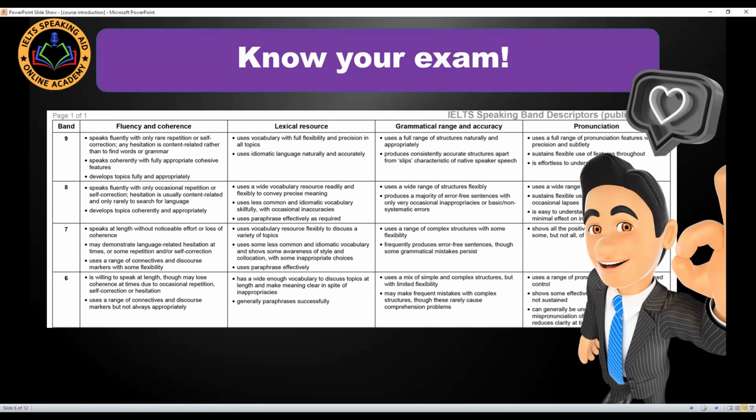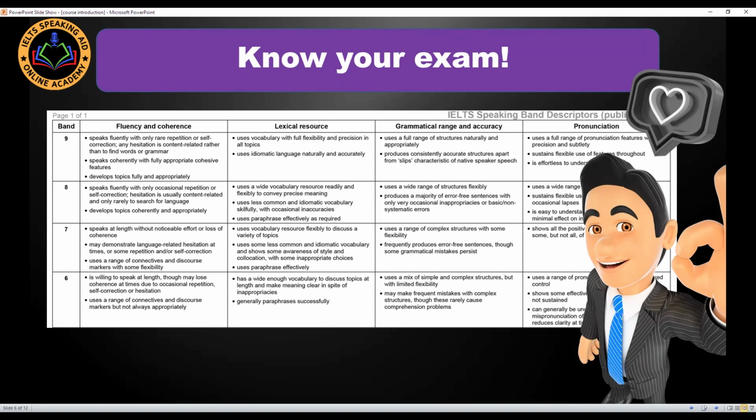So today I'm not going to explain the band descriptor, but I just need to give some common idea. Say suppose you are not about to enroll in this course, okay? But if you are planning to do self-study, or if you are planning to enroll in another course, just refer to this band descriptor. They have four main marking criteria: fluency and coherence, lexical resources, grammatical range and accuracy, pronunciation.